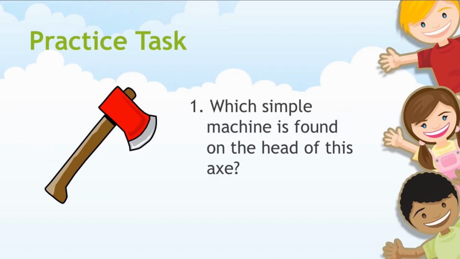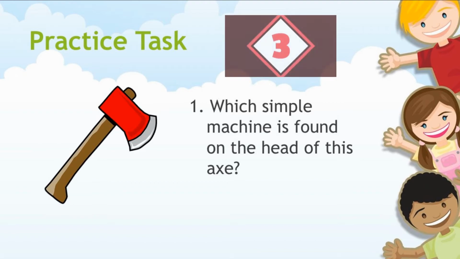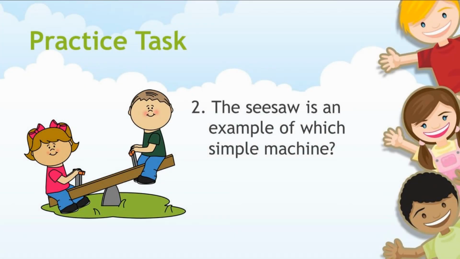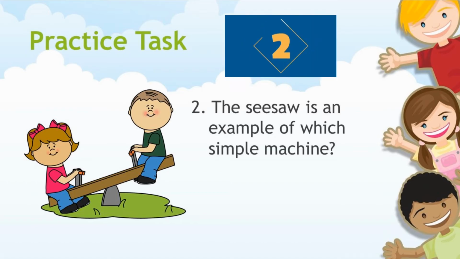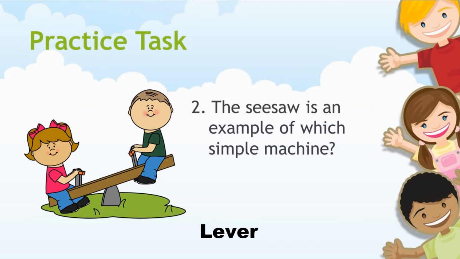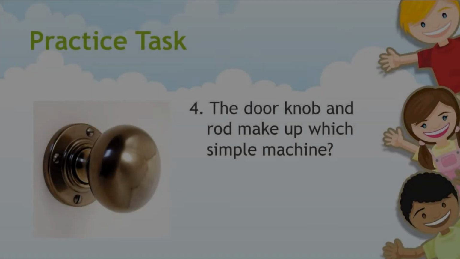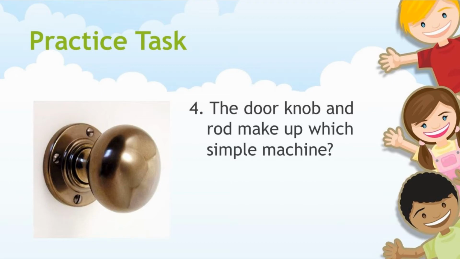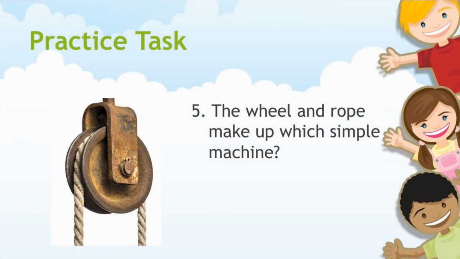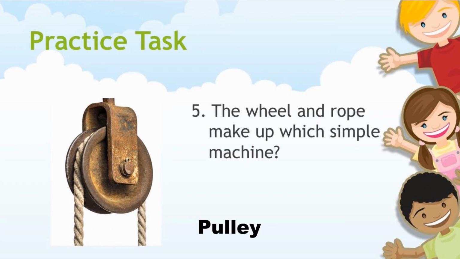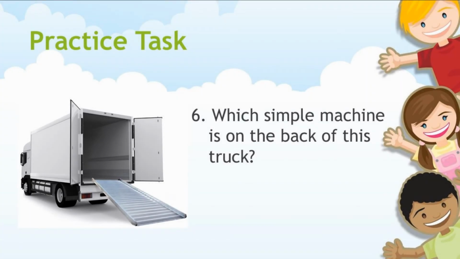1. Which simple machine is found on the head of this axe? 2. The seesaw is an example of which simple machine? 3. The bottle cap is an example of which simple machine? 4. The doorknob and rod make up which simple machine? 5. The wheel and rope make up which simple machine? 6. Which simple machine is on the back of this truck?